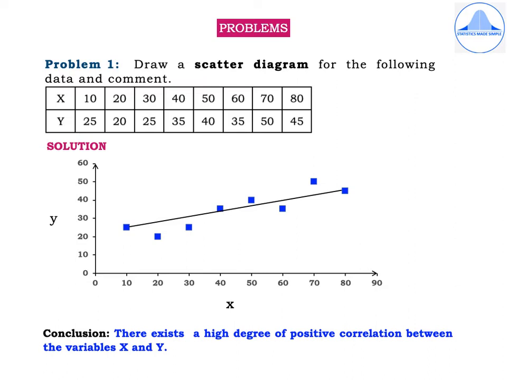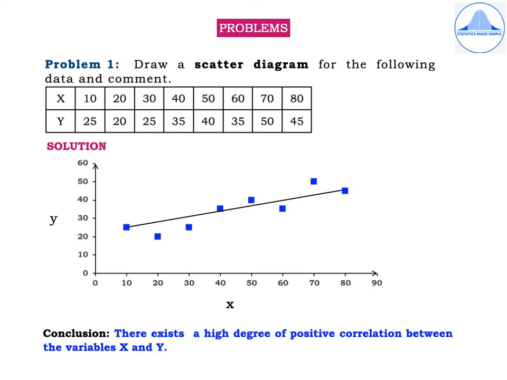Solution. To draw the scatter diagram, we need not use a graph sheet. It can be done on a plain sheet of paper. So on the x-axis, mark the values 0, 10, 20 up to 90, and on the y-axis we take the values as 0, 10, 20, 30, 40, 50 and 60. Now take the first pair of observations of x and y, that is 10 and 25. So with 10 on the x-axis and 25 on the y-axis, mark the first point.